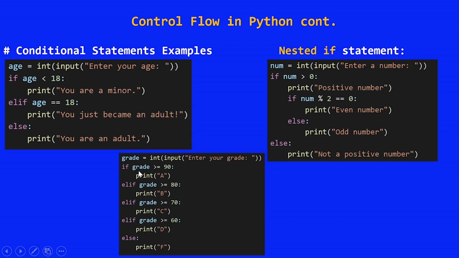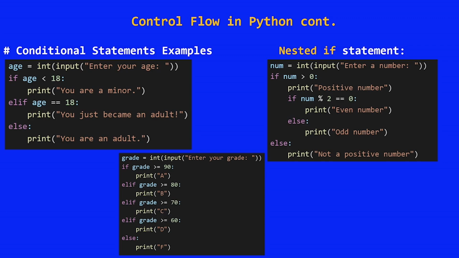So if the grade is greater than or equal to 90, we need the program to say that you scored an A. You can add more words to be more descriptive. Elif grade is greater than or equal to 80, we tell the program to print that was a B grade.